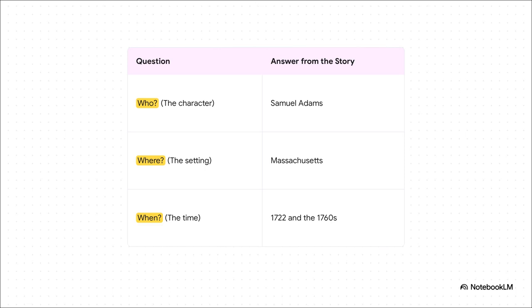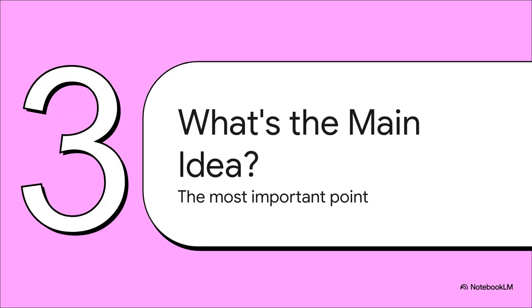So, who is it about? Samuel Adams. Where does it happen? Massachusetts. And when? Way back in the 1700s. See how easy that was? Getting these basics down first gives us a really strong start for understanding the rest of the story. Awesome job! Now that we've got the basics covered, let's move on to the next skill, which is finding the main idea. And trust me, this one is super important for understanding any text you read.